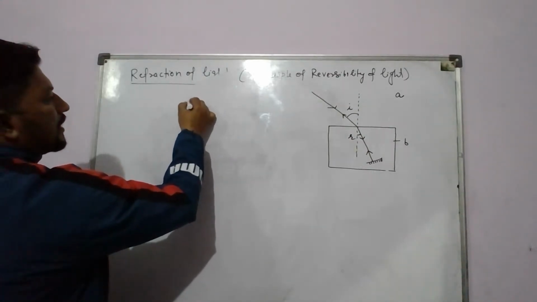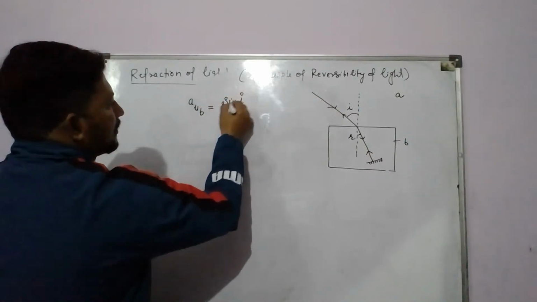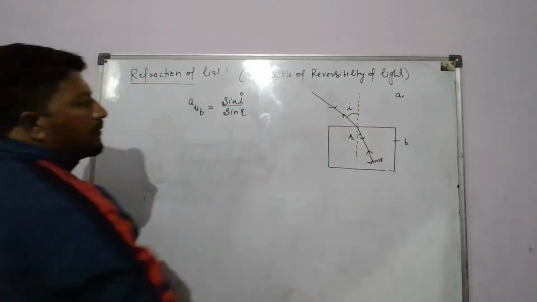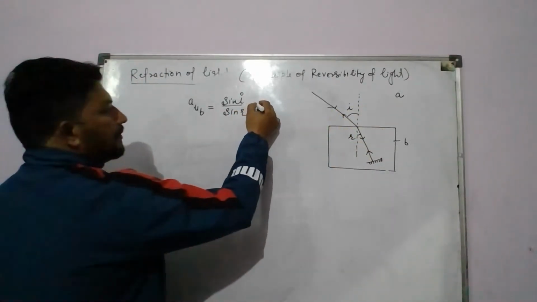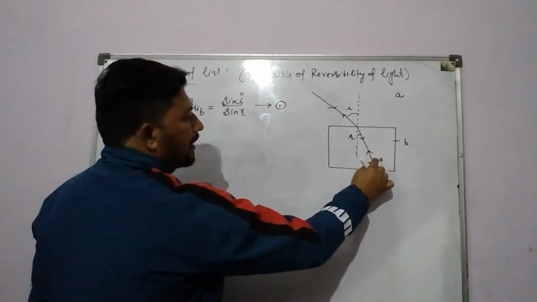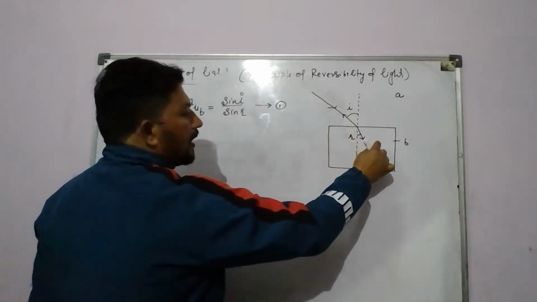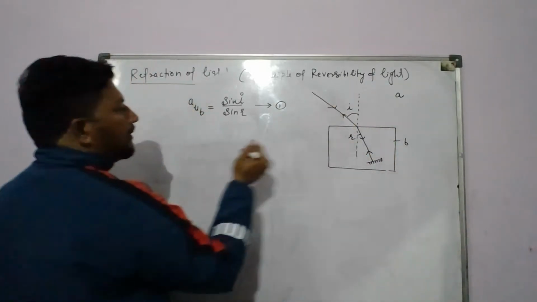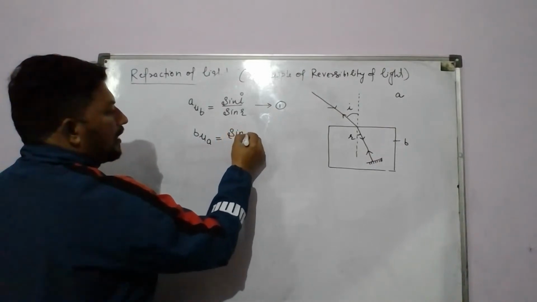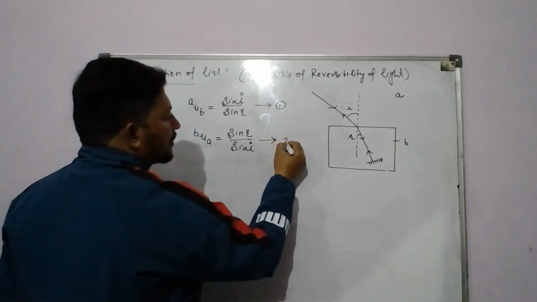According to Snell's law, A mu B is equal to sine I upon sine R, when light travels from air to glass medium. This is the first case, your equation number 1. After that, the light strikes the plane mirror and retraces its path, meaning the light travels from B medium to A medium. B mu A is equal to sine R divided by sine I. This is your equation number 2.